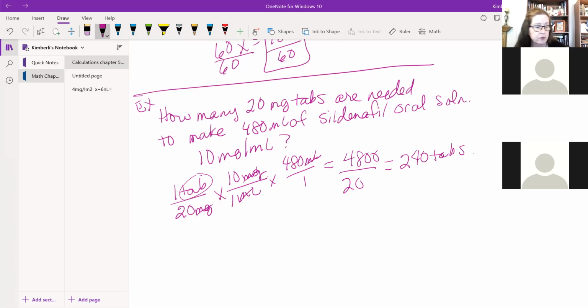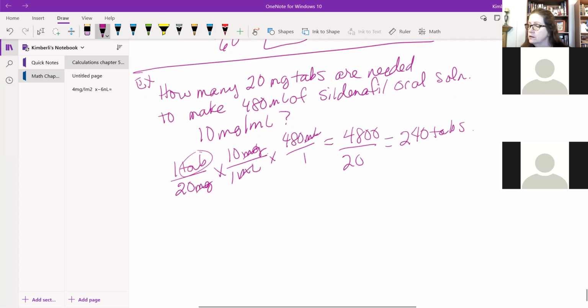So if I were doing this in ratio and proportion, I'd have to do 2 separate problems, okay? I'd have to figure out how many milligrams I need in 480 milliliters, and then I'd have to do another problem and divide it by 20 milligrams per tablet. So that's one way these problems can be done more quickly, by using dimensional analysis, okay? So that's a question there.